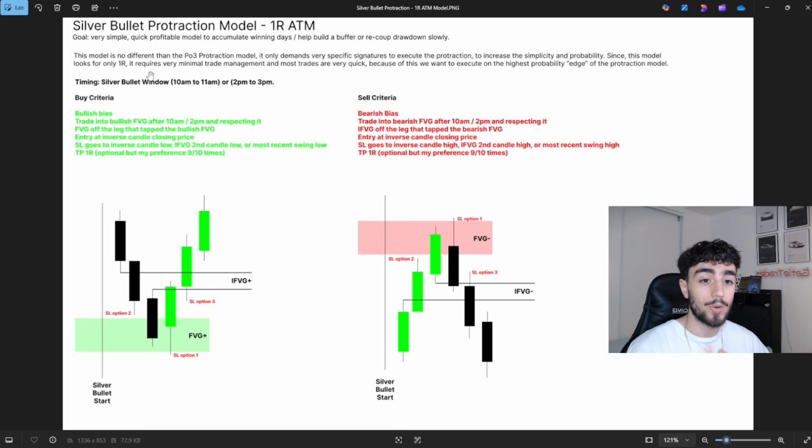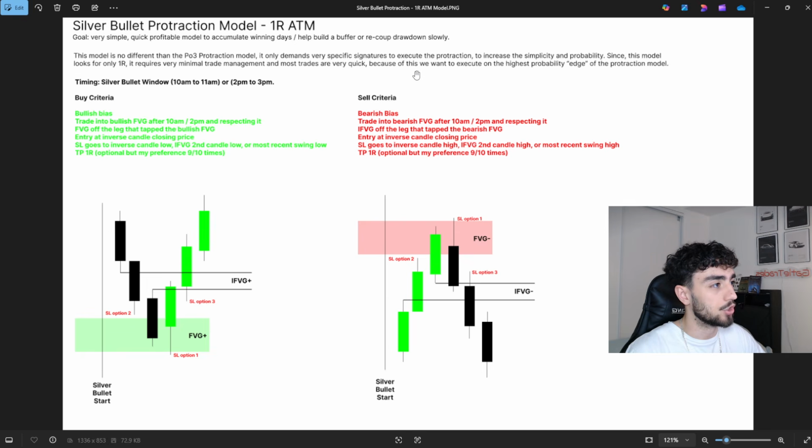Now, when I trade it, I only look for 1R. You do not have to. You can use discretion, you can read price, and you can decide where you want to take your profits. But when I trade this model, I'm only looking for 1R because this is a quick, profitable model to accumulate winning days or help build a buffer on an account. That's all I'm looking for. Since this model looks for 1R, it requires very minimal trade management, and most trades are very quick. Most trades are done in a couple of minutes, before 10 minutes.